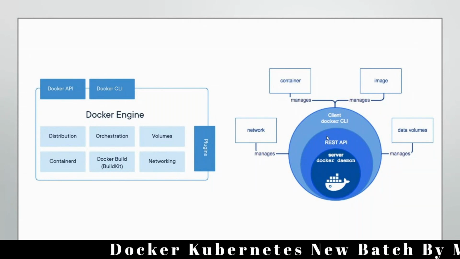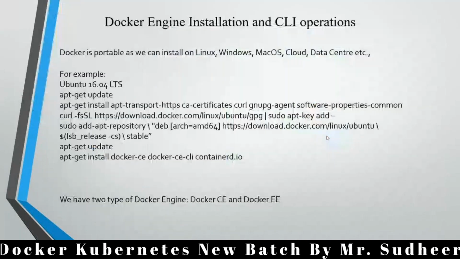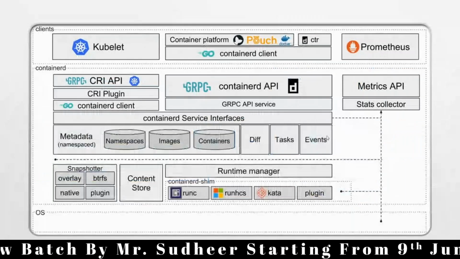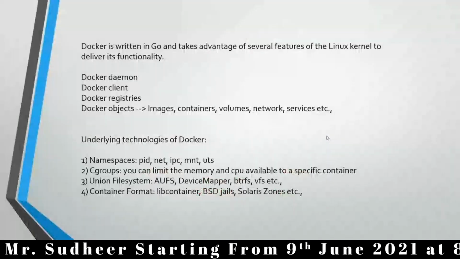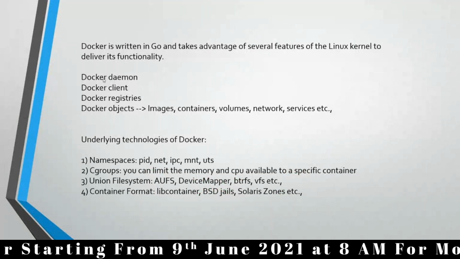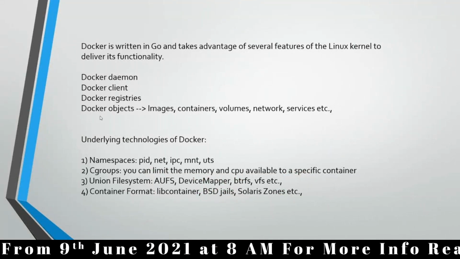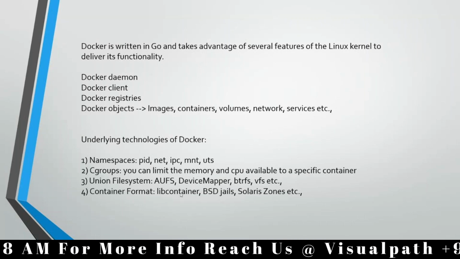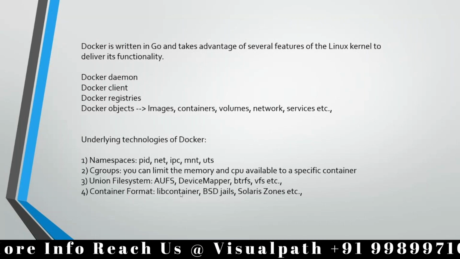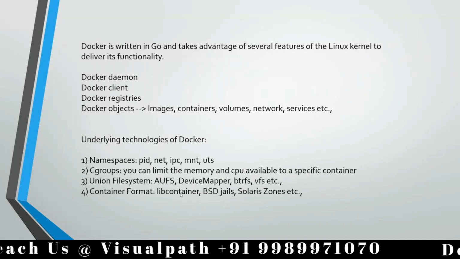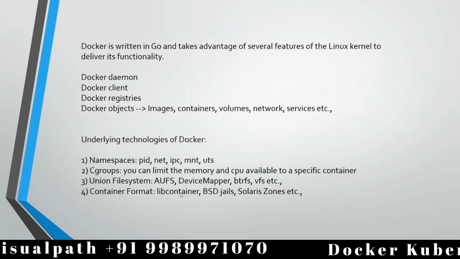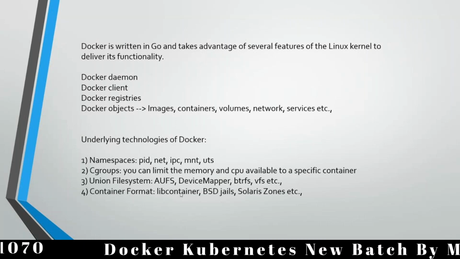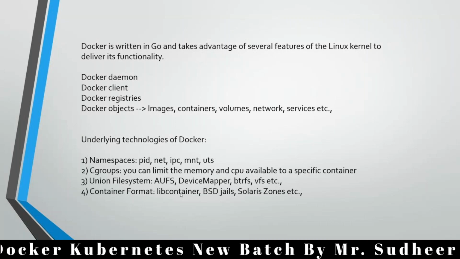Whatever Docker concepts I told you now are called the Docker engine. These are the concepts we have in Docker: Docker daemon, Docker client, Docker registry, Docker objects. The underlying technologies for Docker are namespaces, cgroups, union file system, and container format. These are the underlying technologies of how Docker creates a container. You have to understand what a namespace is, what a cgroup is, what a union file system is, when to use which, and what a container format is.